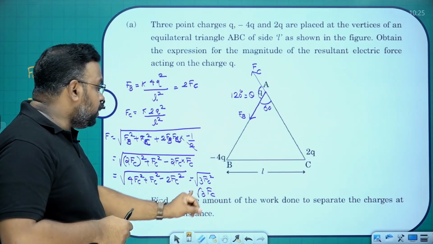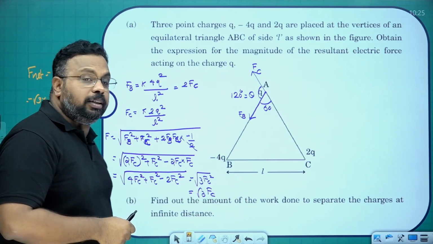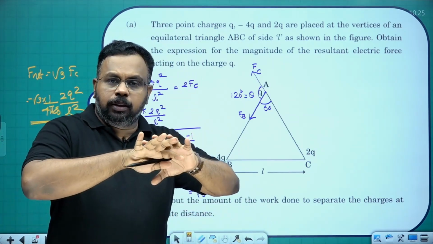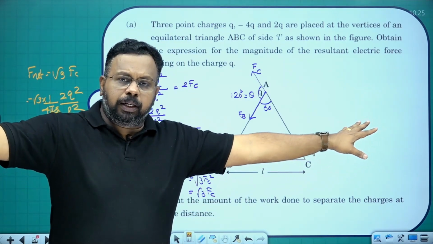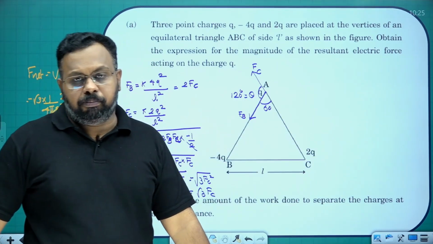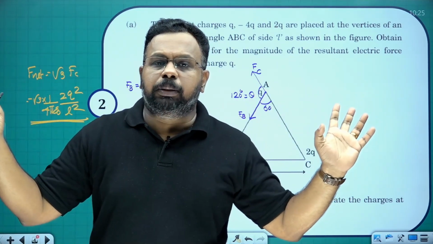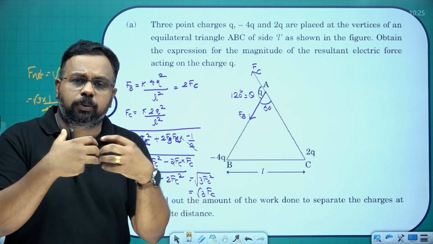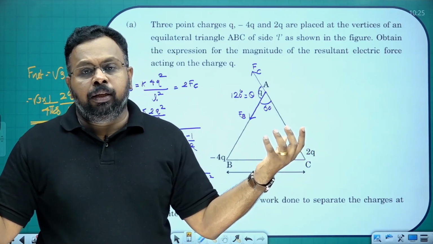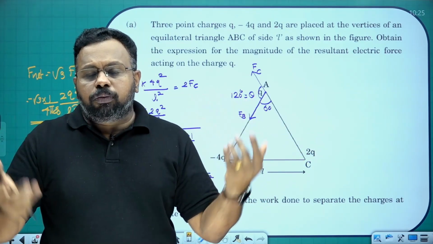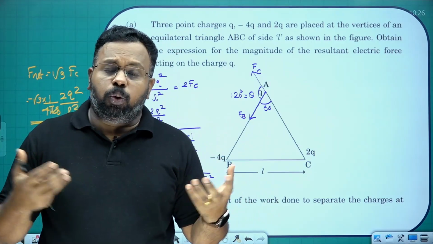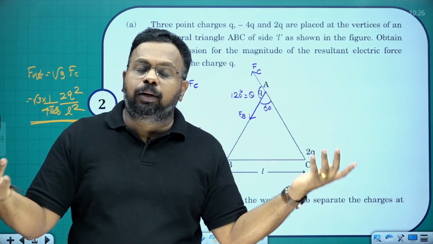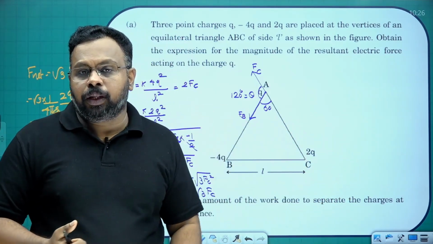Look at the next. Find out the amount of work done to separate the charges to infinite distance. There is a system. It's a system of how many charges? 3 charges. If you would like to separate them to infinite distance, it means you are going to break the system completely. So they are asking what is the amount of work done to break the system. The energy required, or the amount of work required, to break a system will be equal to the energy of the system. That much work you have to do, then only you can break that system. So indirectly what they are asking is, what is the energy of the system?